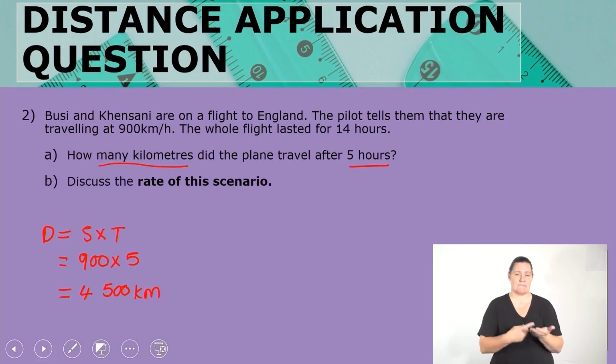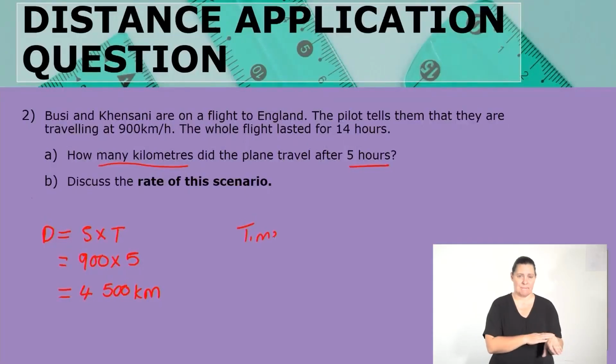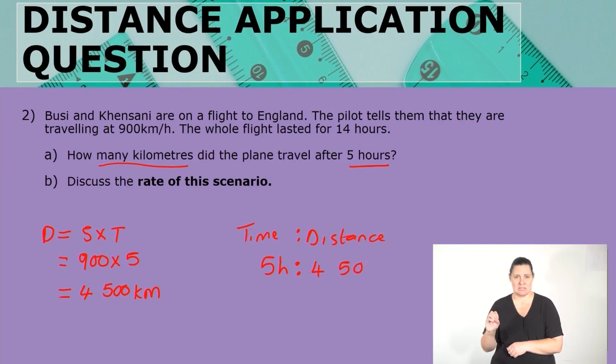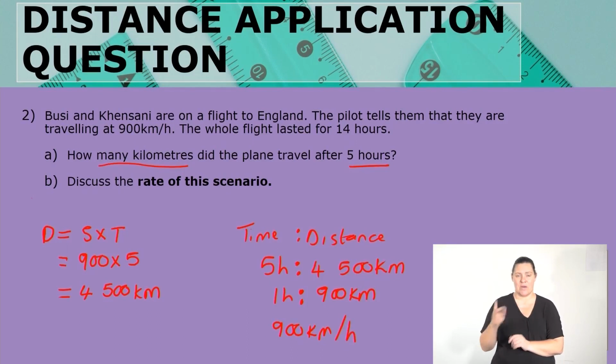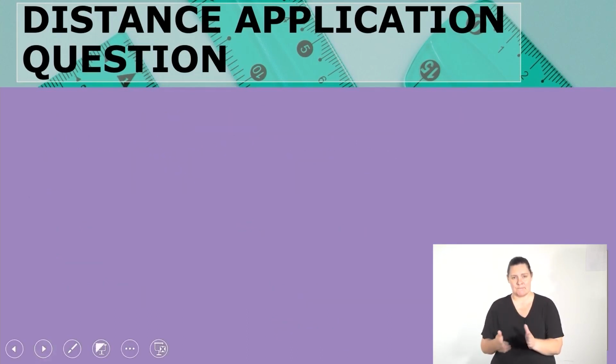Now, let's discuss the rate of this scenario. Remember, rate, we are comparing two different quantities. So this time we are comparing the time with the distance. The time here was 5 hours, and the distance covered was 4,500 kilometers. Always remember to place your units. So what does that mean for 1 hour? So in 1 hour, this plane covered 900 kilometers. So our rate is 900 kilometers per hour. Okay, let's move on to the next one.